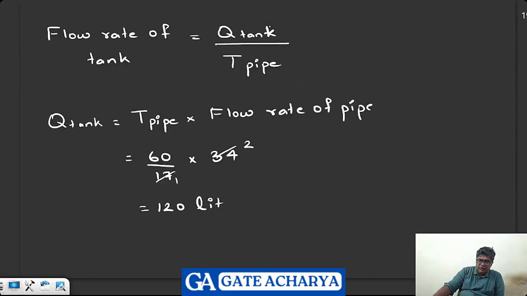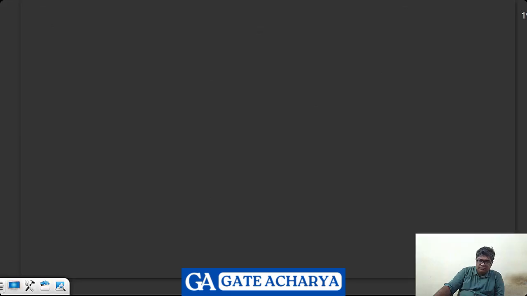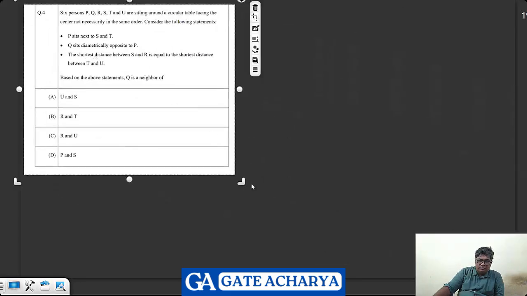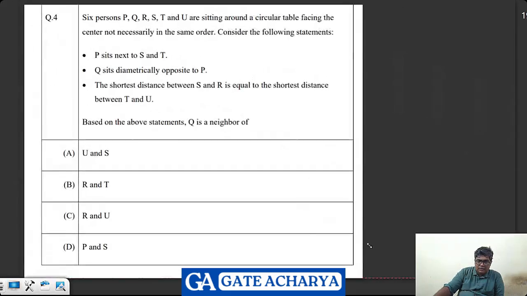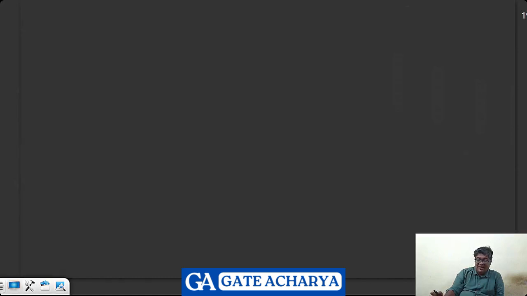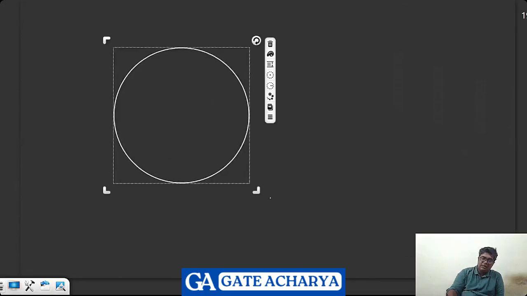Okay, so we finished with that. Now let's go for the next problem. Okay, now arrangement problem. Let's see this. What they're saying is 6 persons P, Q, R, S, T, U are sitting around a circular table facing the center but not necessarily in the same order. Okay. I'm going to teach you how to manage arrangement. So how many people are there? 6 people are there, right?